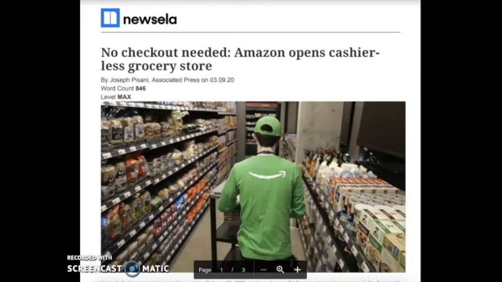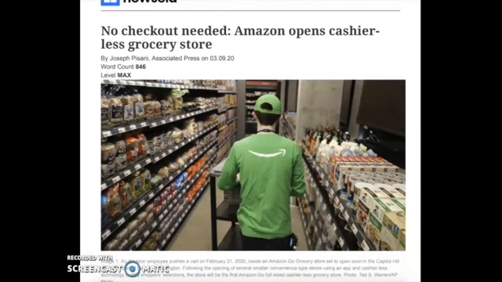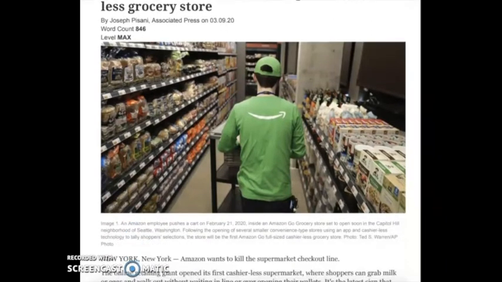So the title of the story is this: No Checkout Needed. Amazon opens cashierless grocery store. Written by Joseph Pisani for the Associated Press on March 9th of 2020. So it's Amazon again, sort of Amazon taking over the world as they've been doing.